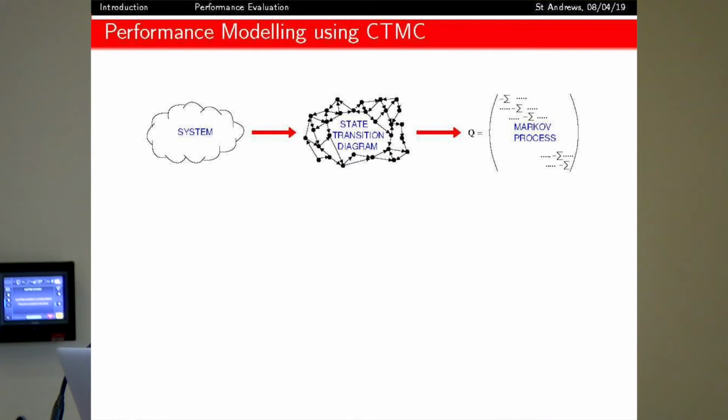We're going to talk about performance modelling in terms of mathematical models which are called continuous time Markov chains. You can think of these as like state machines with a bit more information about timing and probability. So the basic idea is that you take a system, you translate it into a state transition diagram, and then we have a way of encoding that as a matrix, and then it's all linear algebra from there on.